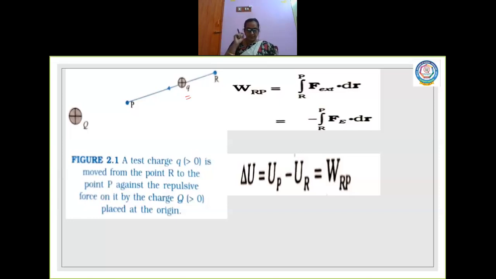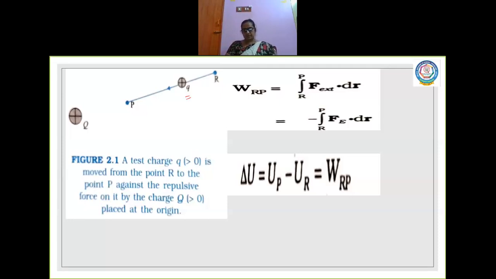So every point in an electric field, suppose this is an electric field. At every point in an electric field, a particle whose charge is Q possesses a certain electrostatic potential energy. Every charge. Now I was talking about one charge. There are so many charges here. So every charge will possess some energy which is called electrostatic potential energy.